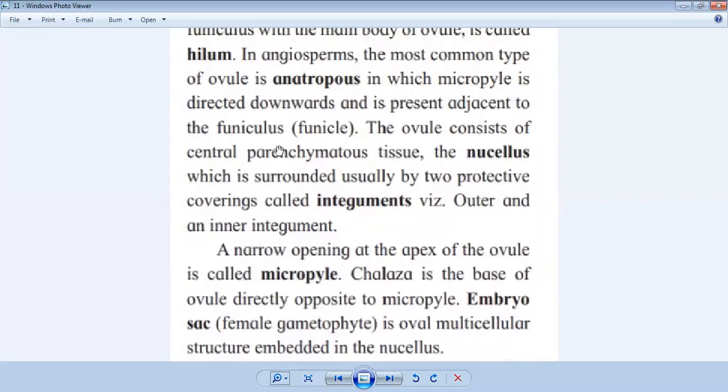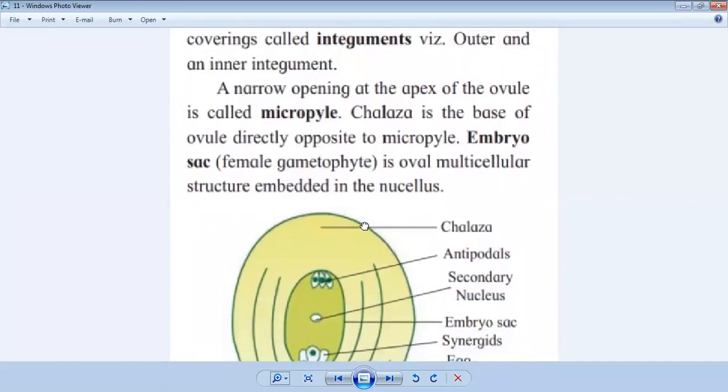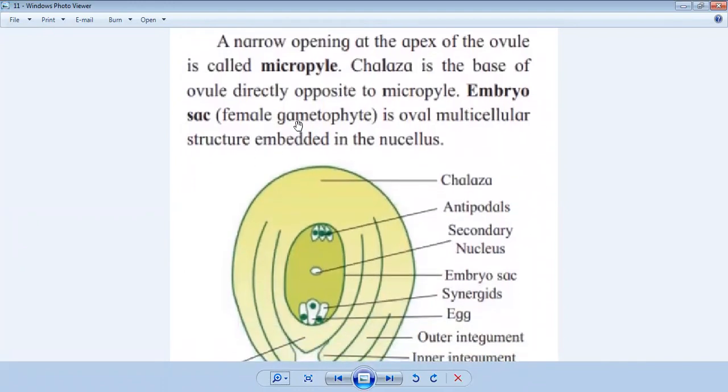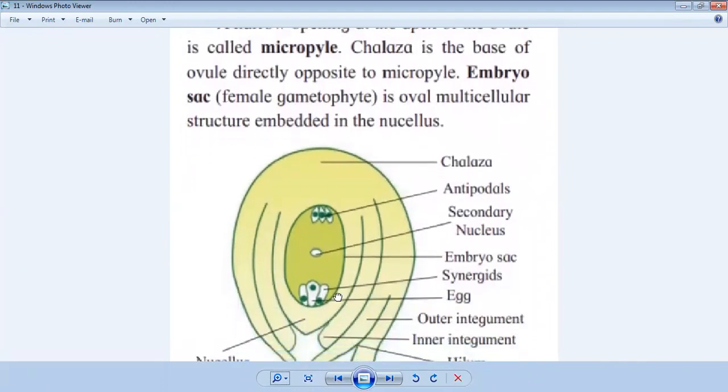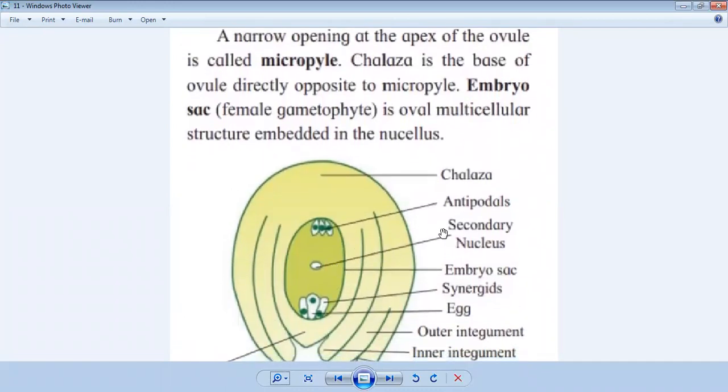The ovule consists of the central parenchymatous tissue, which is called the nucellus, which is usually surrounded by two protective coverings, called the integuments. The first one is the outer integument, and the other is the inner integument. So simply you can see that inside the body of the ovule, ठीक है, जो body of ovule होती है इसके अंदर क्या होता है, there is the presence of nutritive tissue which is called the nucellus. ठीक है, उसे nucellus कहा जाता है, right?